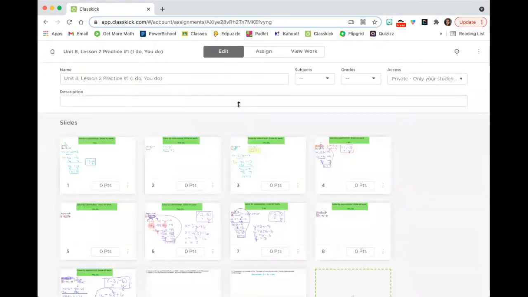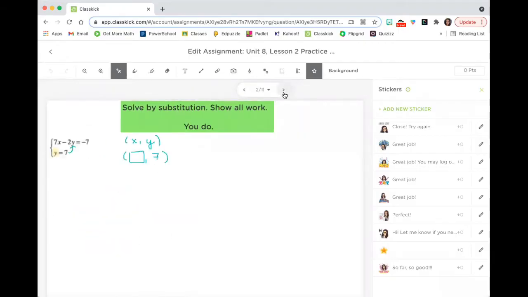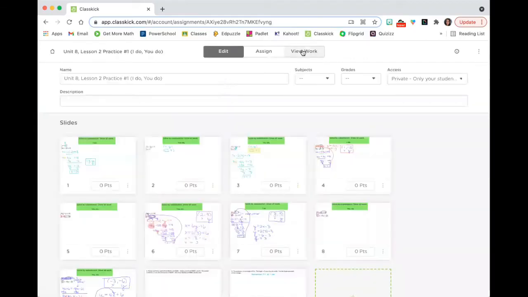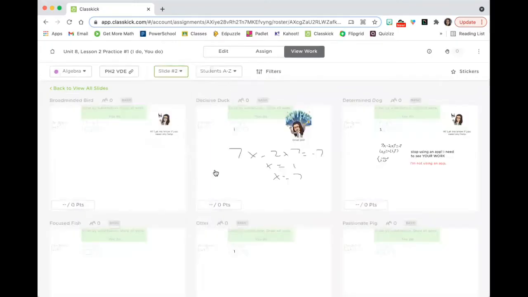I use practice assignments in various ways. I've done it in an I do, you do format where I show an example. Students watch me as I go through and do the problem from start to finish. And then I give them one that they have to do. And when they are going through and trying it, again, slide 2 was a you do problem. I can say, okay, I'm going to watch slide 2, and then I give them feedback as they go.